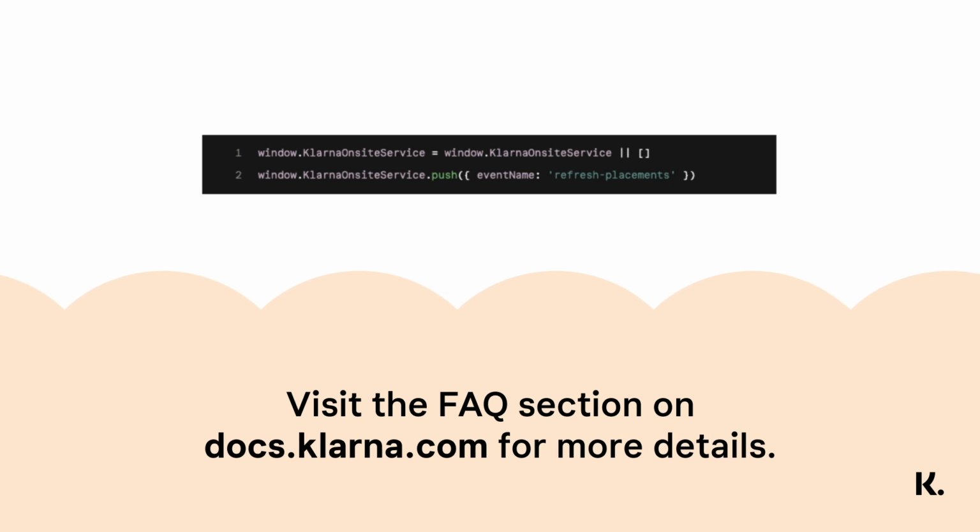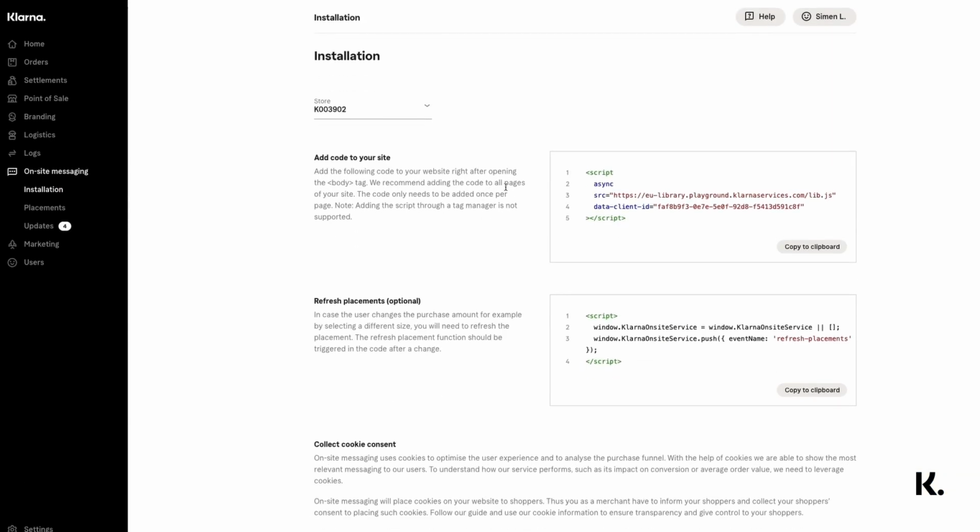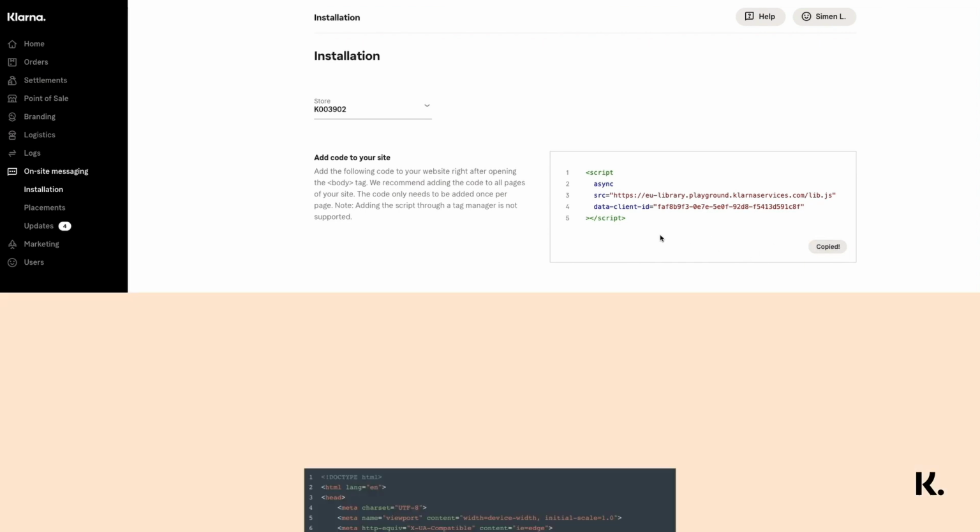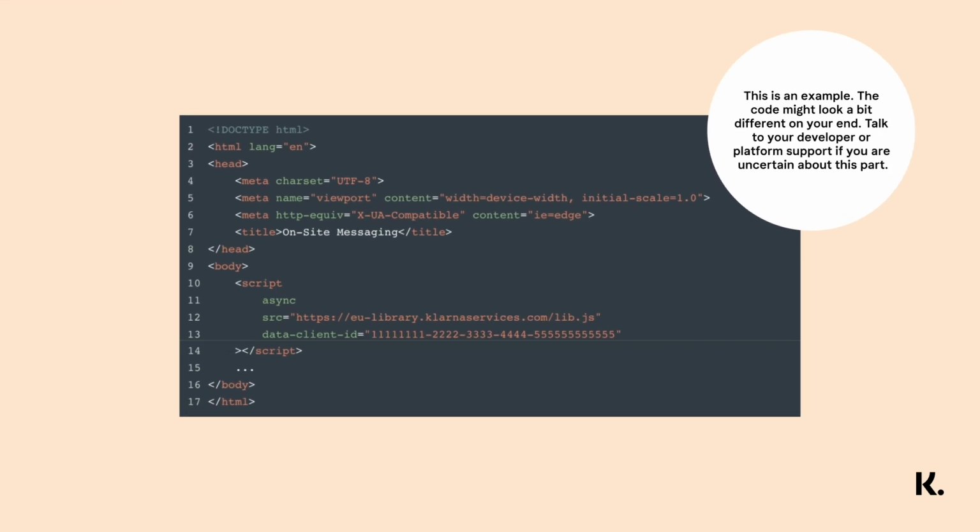Some might also need a third line of code to refresh the placements. This is needed if you have variants of items with different prices, and we need to refresh the content of the placement on demand. Under Installation, you will find the code snippet. Click Copy to Clipboard on this code snippet. Then, go to your website source code and open the body tag. Place the code snippet you just copied into the body tag.